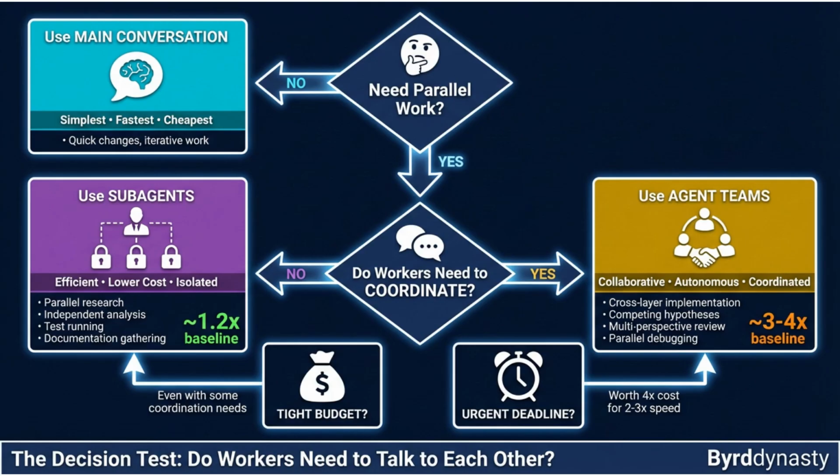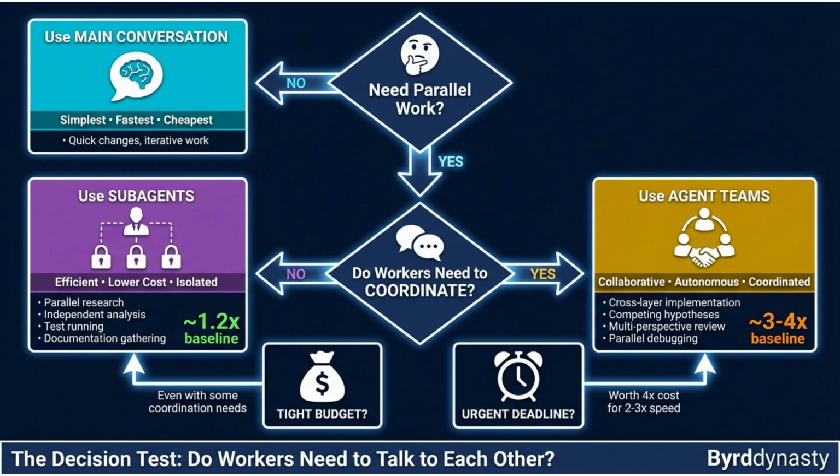Decision framework that saves hours and thousands of tokens. Start with one question. Do I need parallel work? If no, use the main conversation. Single agent workflows are faster, cheaper, simpler. If you need parallel work, next question.